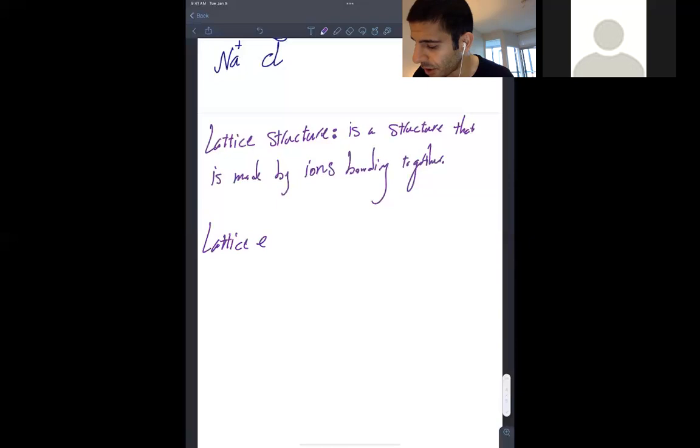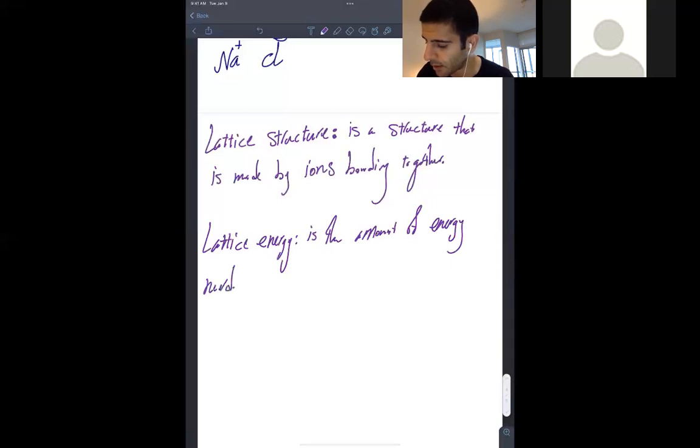So lattice energy is the amount of energy needed to, let's say, blow up, to break. Let's not be too dramatic. To break up a lattice structure.